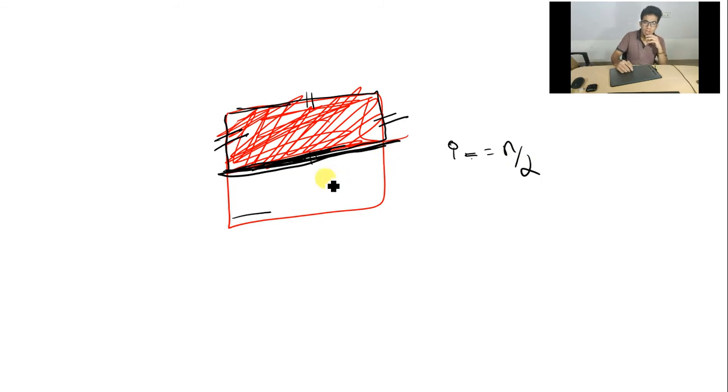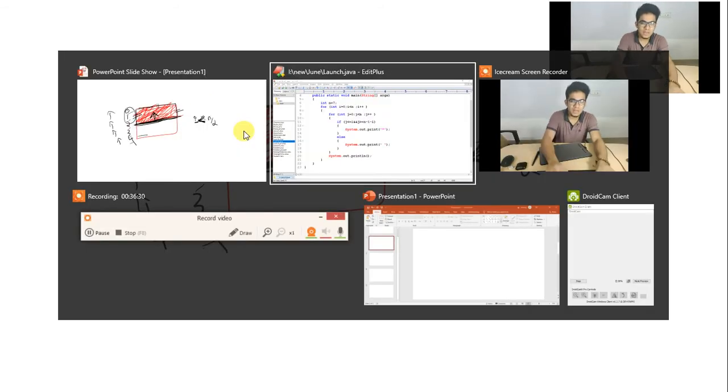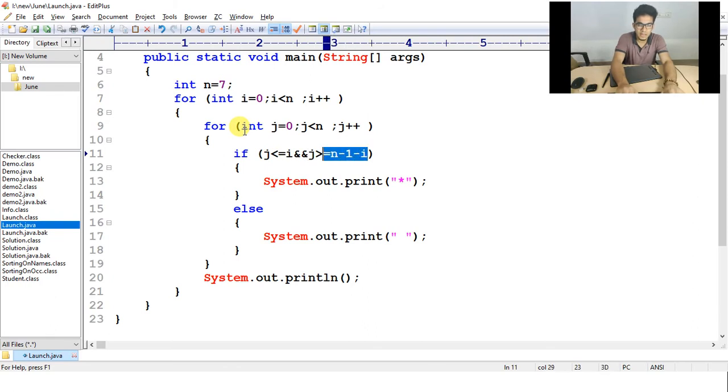Now the question is, from that line, do you want to draw in the up direction or in the down direction? Don't you think you want to draw in the up direction? Yes. Now, what is happening to the I values in the up direction? Are they decreasing or increasing? The I value goes 4, 3, 2, 1, 0. Don't you think the I value is decreasing? Yes. So I have to say I is less than or equal to n by 2. All these values are less than or equal to n by 2. So I'll write here I is less than or equal to n by 2.